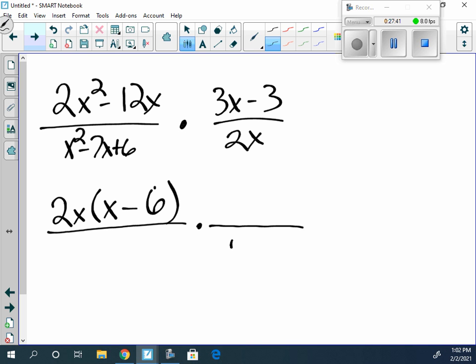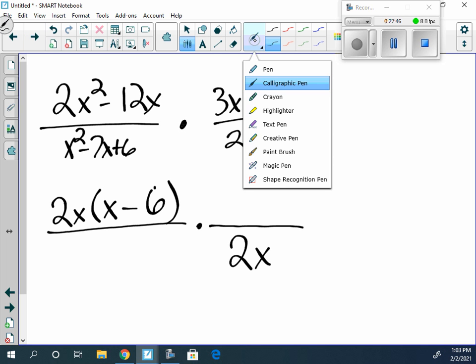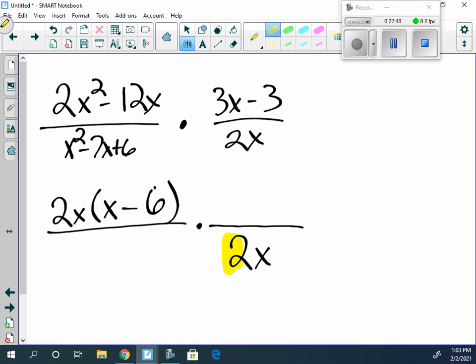Now the 2x down here stays the same. Well, hey, those two are the exact same, yes? So those will simplify out eventually.